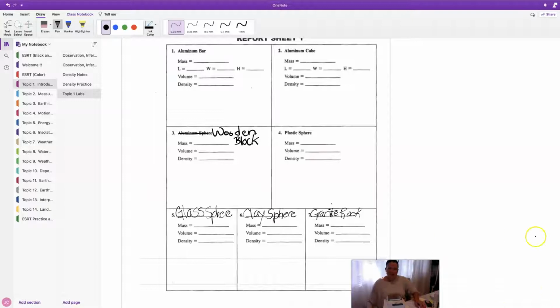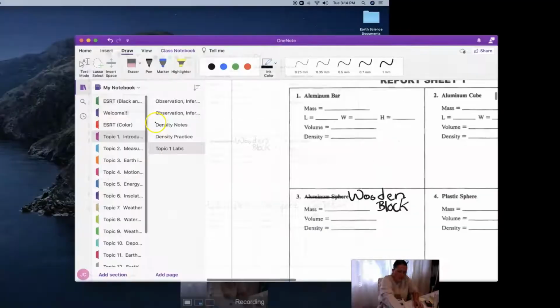So you guys got number 1 is the aluminum bar, number 2 is the aluminum cube, number 3 your wooden block, it's a block of wood, number 4 we're going to do a plastic sphere, number 5 a glass sphere, number 6 a clay sphere, and last will be a granite rock. Okay, so let's get going here.